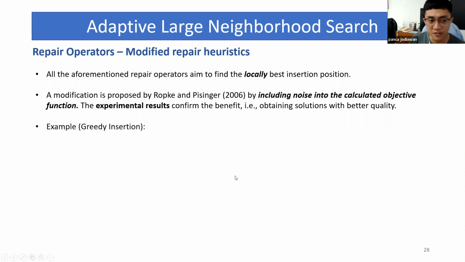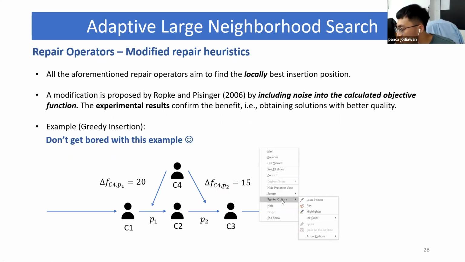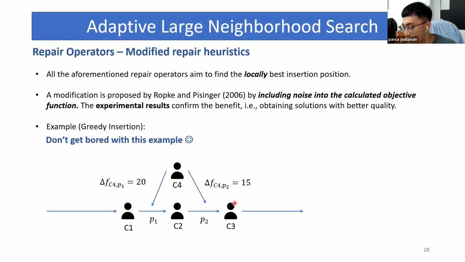Now, I will give an example of the greedy insertion. Come back with this example, okay? Don't get bored with this one. So we have the delta FC for P1 equals 20, and then the delta FC for C4 in P2 equals 15, okay? Then by considering only the greedy insertion, we will choose this one, right? We will insert the C4 in P2.